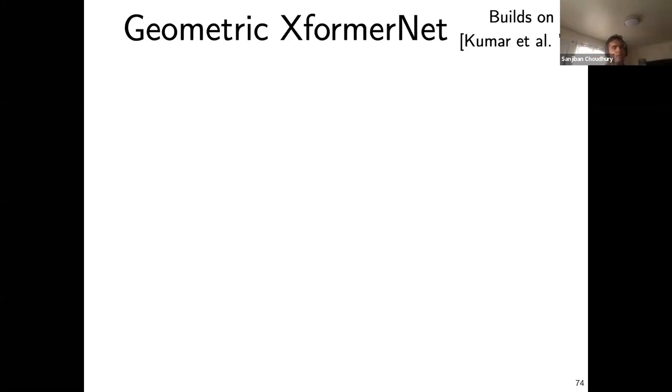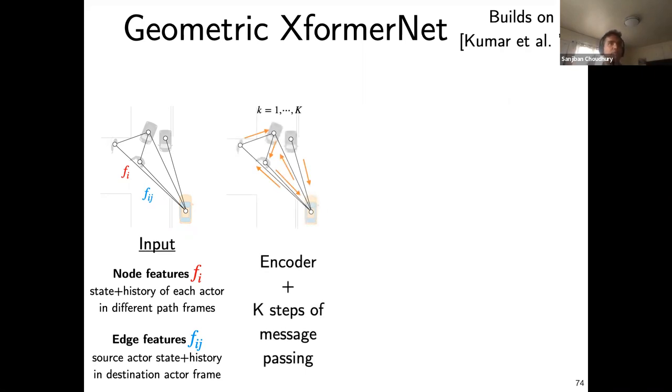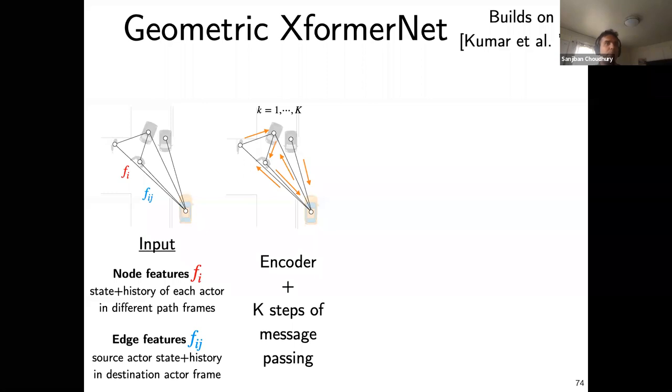So we put all of these ideas together using a multi-stage graph neural network, which we call geometric transformer net. The word transformer here refers to how you do aggregation of information on the graph. So the idea is that you have a graph neural network where the nodes are actors. You have features of each actor that can be the current state and history of an actor. And the edges are features that describe relationships between actors, so transforming one actor from one frame to the other. We then encode these features and do K rounds of message passing on the graph. Think of message passing as every node in a graph simply transmitting its features to other nodes. And then a node receives information from all its neighbors, aggregates this information and updates its own state, right? And we do this K times.